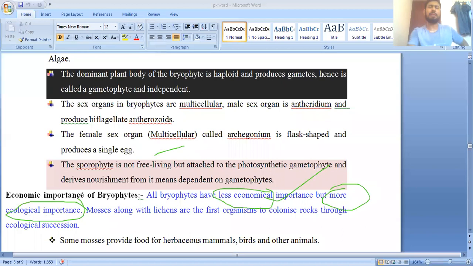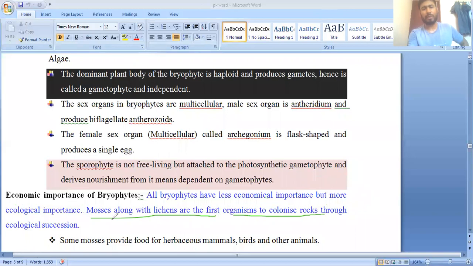Why are they considered of more ecological importance? Because, as I had already told, mosses along with lichens have the ability to be involved in the ecological succession phenomenon. So the Bryophytes have less economic importance and more ecological importance. Clear? Mosses along with lichens are the first organisms to colonize rock through ecological succession, and lichens are also called the pioneers of rocks. Why? Because lichens have the ability to break rock particles into small soil forms. This mineralization, the breaking of rock into soil, is pedogenesis. Simply put, it is involved in the formation of soil, which is called pedogenesis.